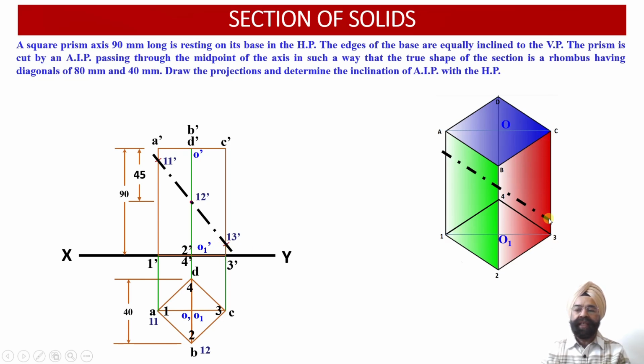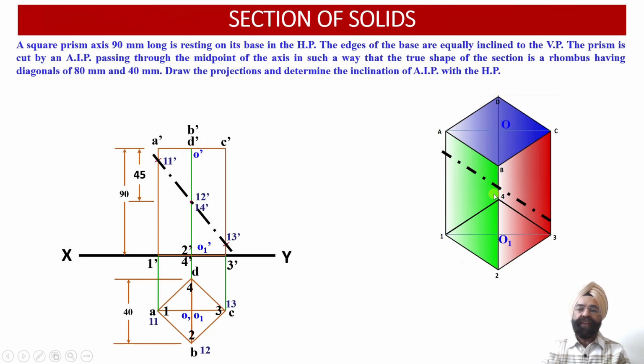So C, 13 and 3, all of these 3 points happen to lie on the vertical edge which is perpendicular to HP. So in the top view projections, points C, 3 and 13 will be coinciding with each other. So we have been able to locate the third point of intersection, that is point 13, into the top view projections over here.